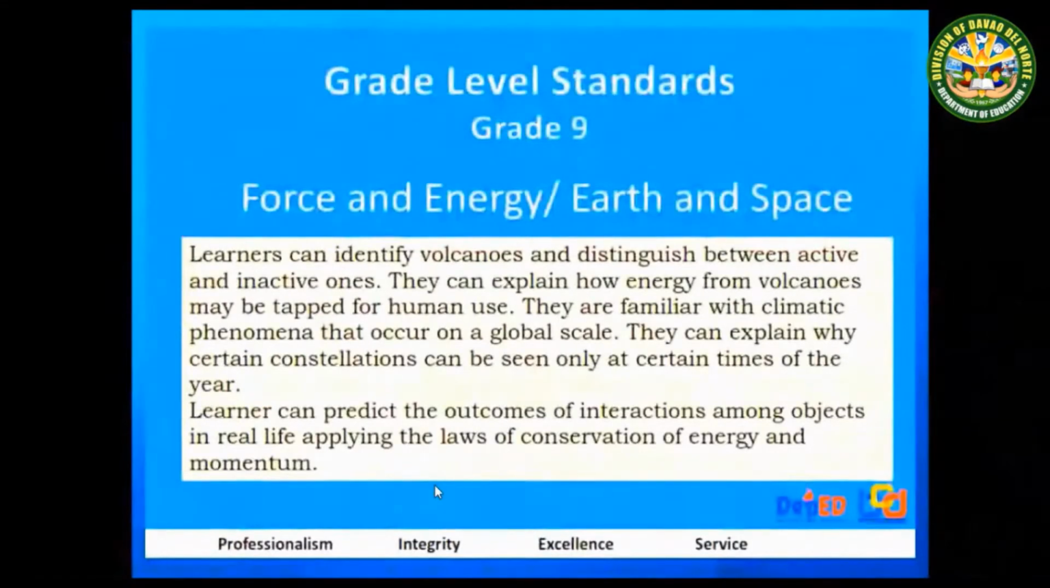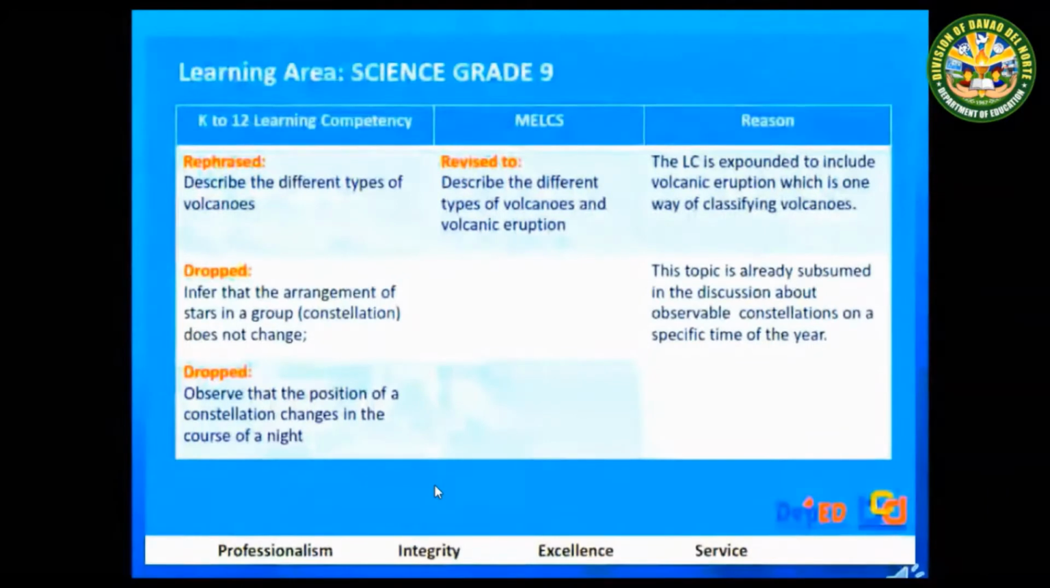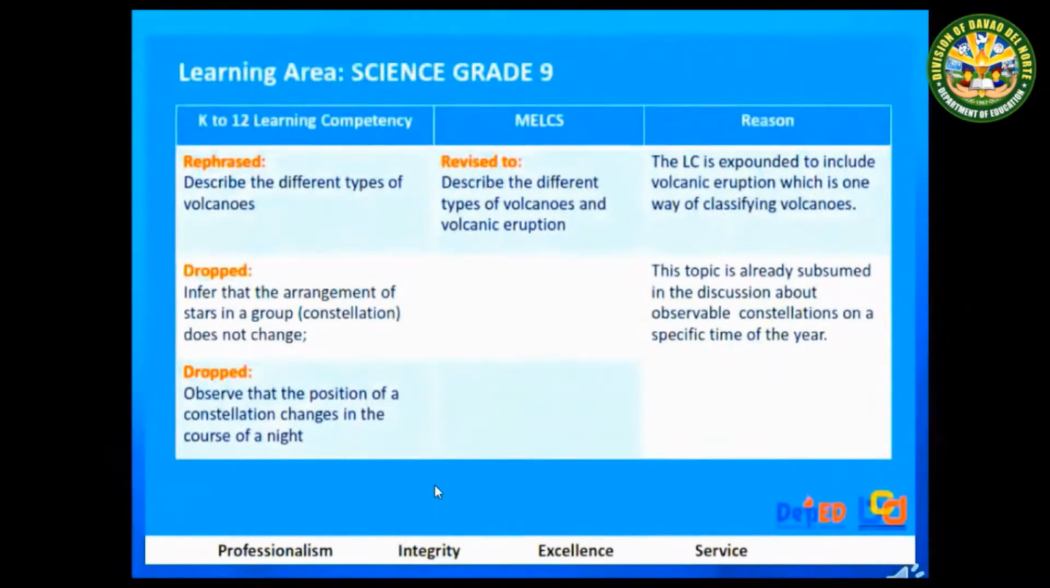In this slide are the grade level standards for grade 9 for force and energy, earth and space. For science grade 9, the first LC was revised. The second and the third were dropped. The reasons: the LC is expounded to include volcanic eruption, which is one way of classifying volcanoes. The second and the third were dropped because the topic is already subsumed in the discussion about observable constellations at a specific time of the year.